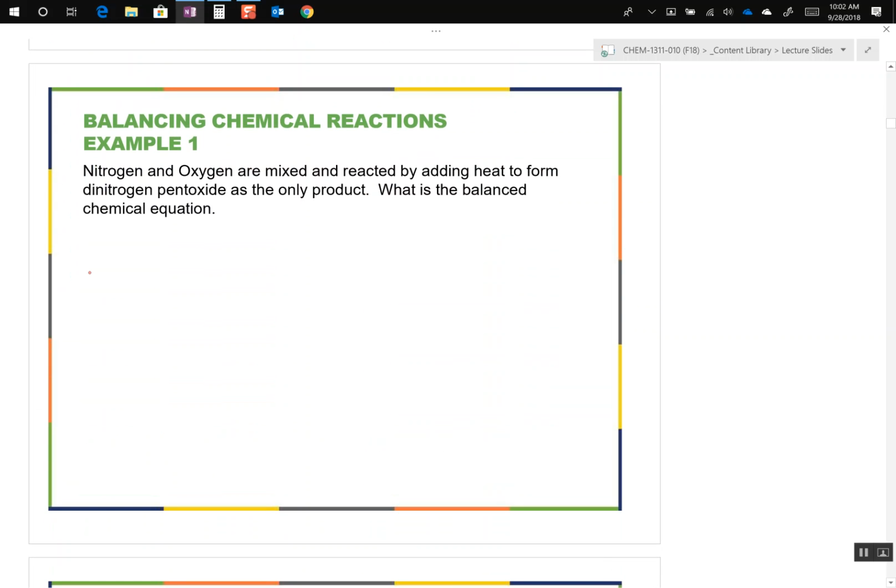Okay, nitrogen and oxygen are mixed and reacted by adding heat to form dinitrogen pentoxide. Oops, yeah. O5.